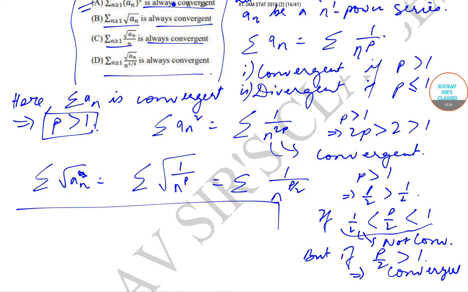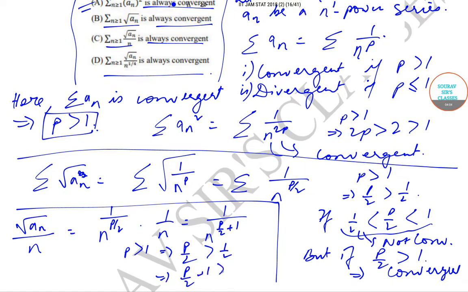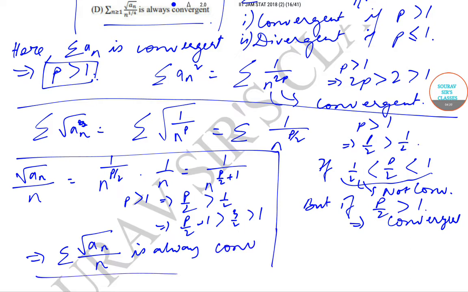Now we'll try to find out for root over an by n. Now root over an is nothing but 1 by n to the power p by 2, and that is into 1 by n. So this will be equal to 1 by n to the power p by 2 plus 1. Now we know that p is greater than 1, so that implies that p by 2 is greater than 1 by 2. Now if we add 1 to both sides, then p by 2 plus 1 will be greater than 3 by 2, and that is greater than 1. So as such we can see that summation of root over an by n is always convergent. This is the third one.